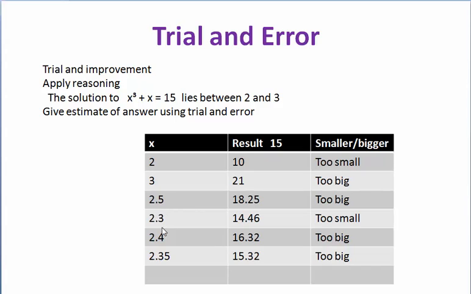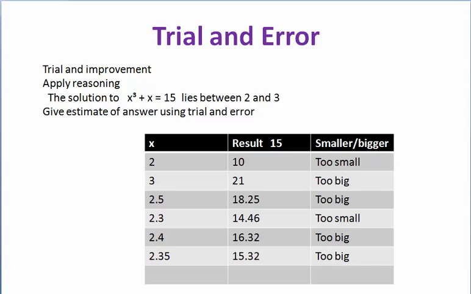So let's take the midpoint, which is 2.4. When we put 2.4 into our equation, we get 16.32, which is too big. So we've got too small for 2.3, too big for 2.4. So obviously the answer lies between 2.3 and 2.4. So let's try the midpoint, 2.35. When we put 2.35 in, we get 15.32 as the answer from this equation, and that's too big.